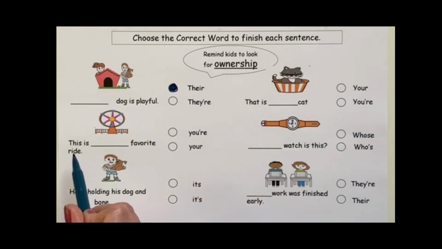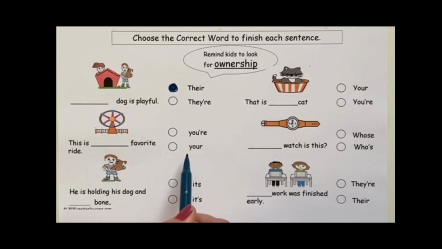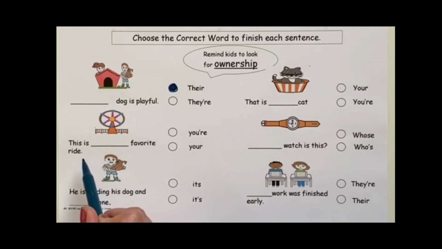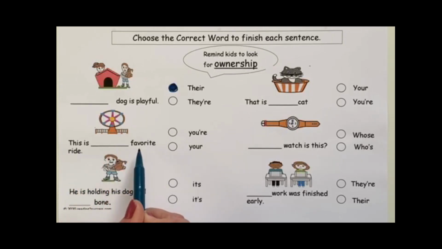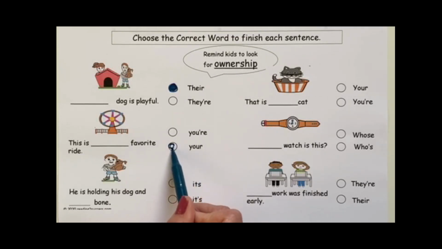Let's go to the next one. This is blank favorite ride. Whose favorite ride is it? It is your favorite ride. Let's just try the contraction to make sure. This is you are favorite ride. That does not make sense. So it is ownership.